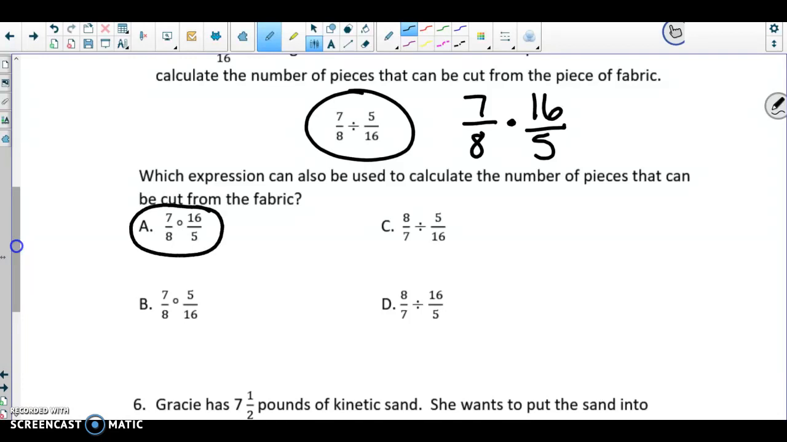Well, that's right here. This is 5/16 still. It's multiplying, but that's not going to work. This is still a division problem, and when we used a reciprocal here, that's not going to work. And again, we used reciprocal and reciprocal, and dividing still. That's not going to work. So it has to be A.